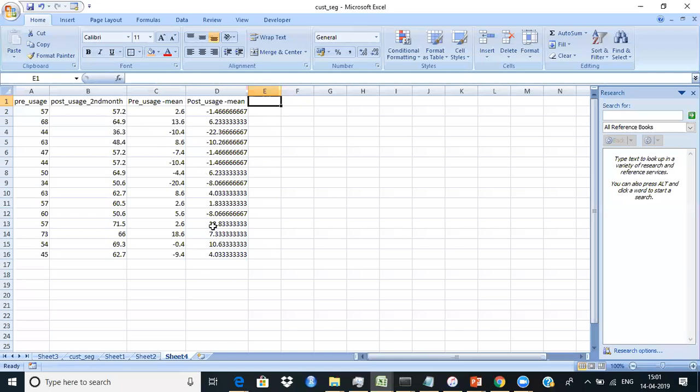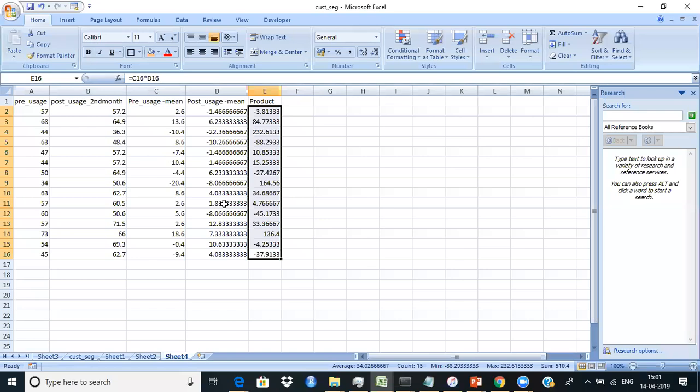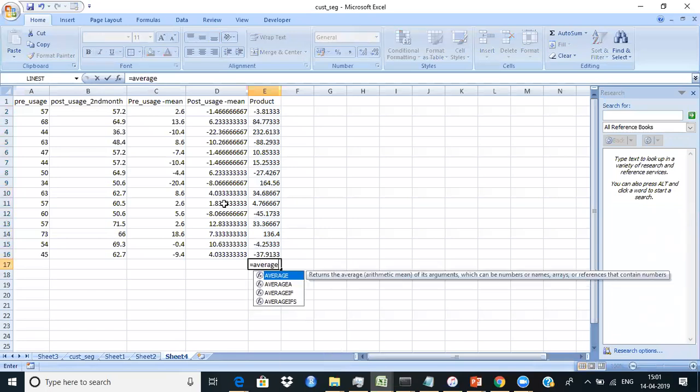Here I have a lot of observations. I need a particular number to summarize this. I cannot have 20 numbers to define the relationship. So how do I summarize this? First I find the product. Then what is the easiest measure to summarize data? Average. Standard deviation is much more complex. So I take an average of this.